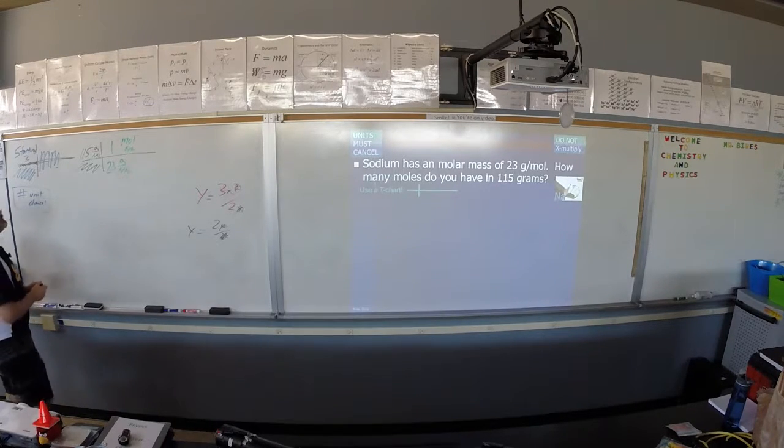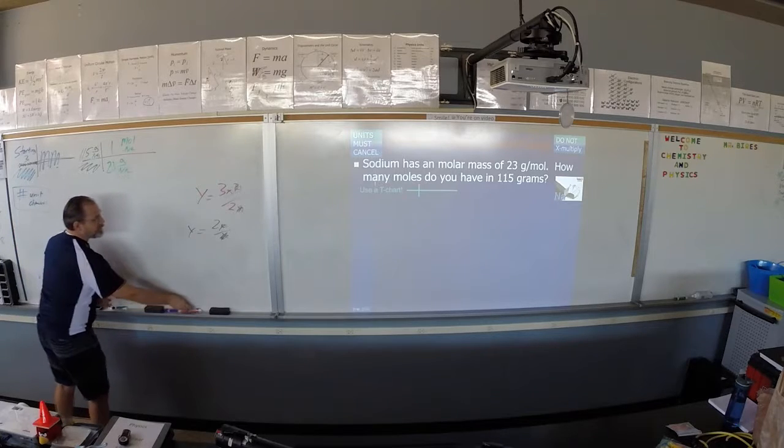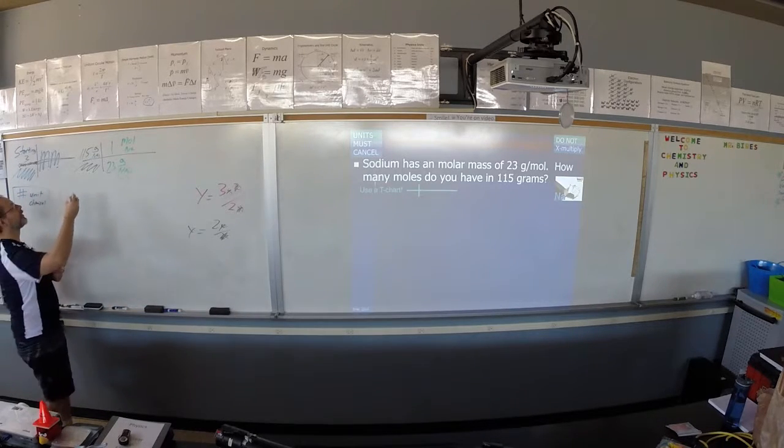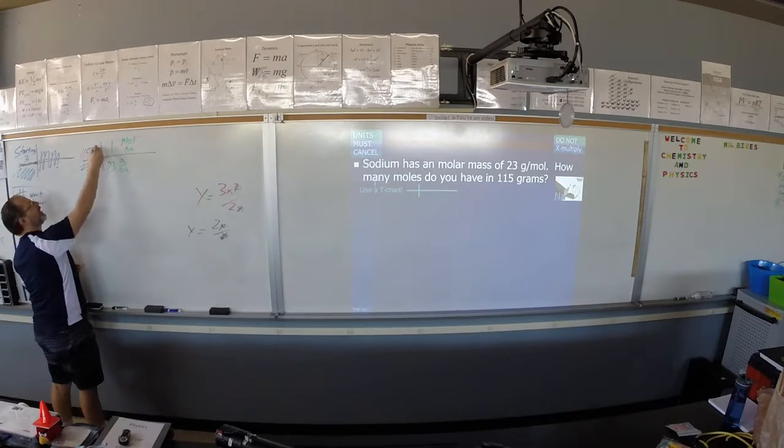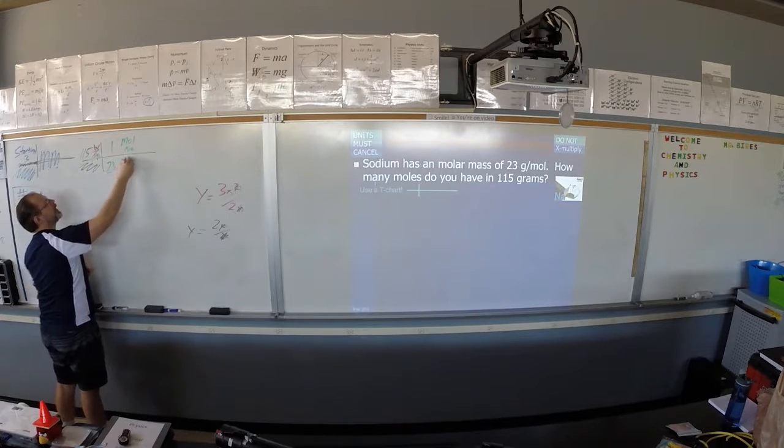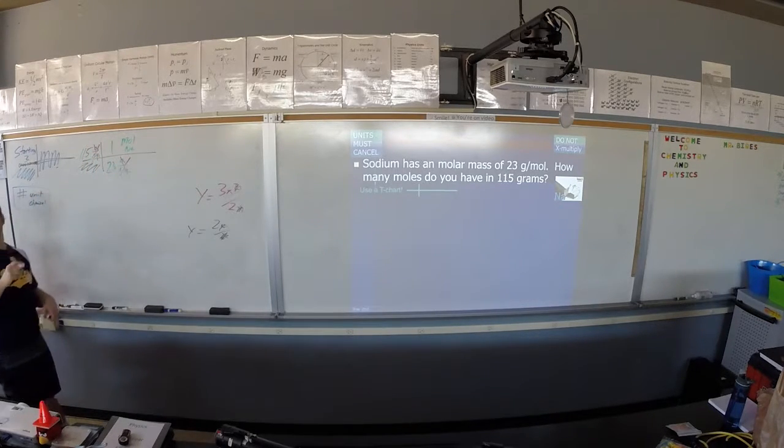Well, anyway, so once you've got this down, you can cross out the unit you don't want. Grams of sodium is on top, and grams of sodium is on the bottom, so you get to cross them out. And you're left with your goal unit, the unit your exercise is looking for.